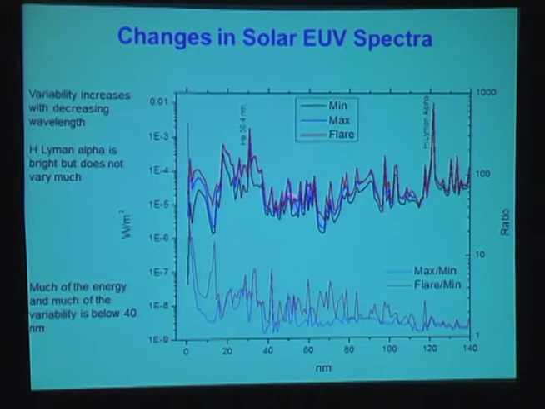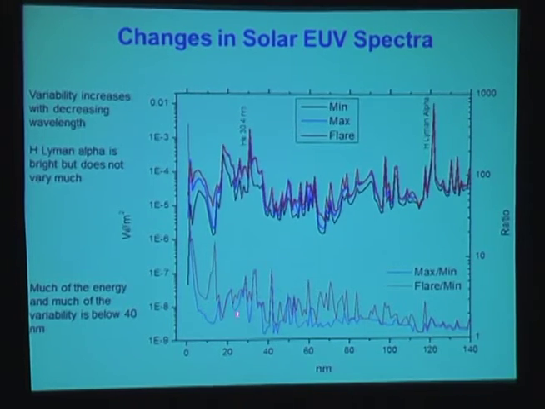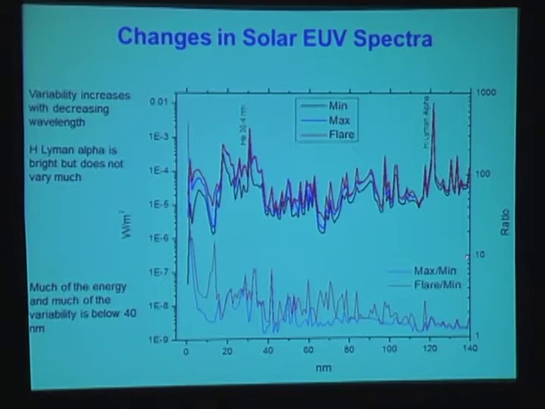This is now the same spectrum, only at a lower resolution and going out a little further, so I've got Lyman alpha in here showing the same information, solar min, solar max, and solar flare. And down here I've plotted the ratio, so you can see what magnitude of variability over here. So at these very short wavelengths, you have a factor of 10 change, or even a factor of 100 when you get down to the X-ray wavelengths. And that's the strong variability at the very short wavelengths.